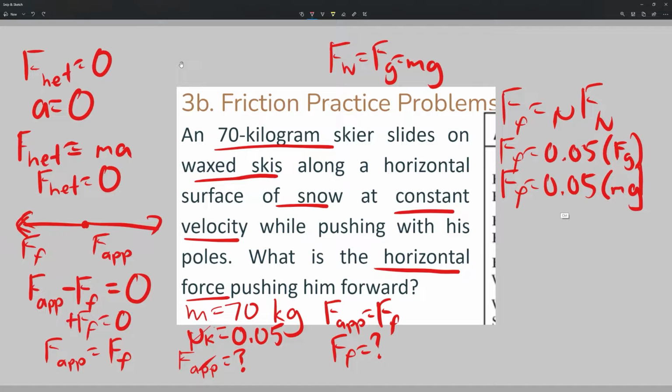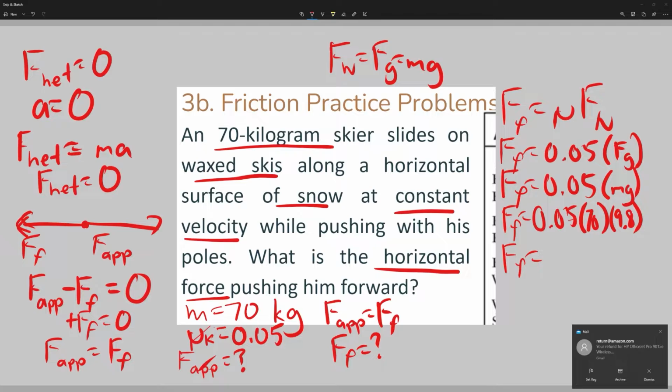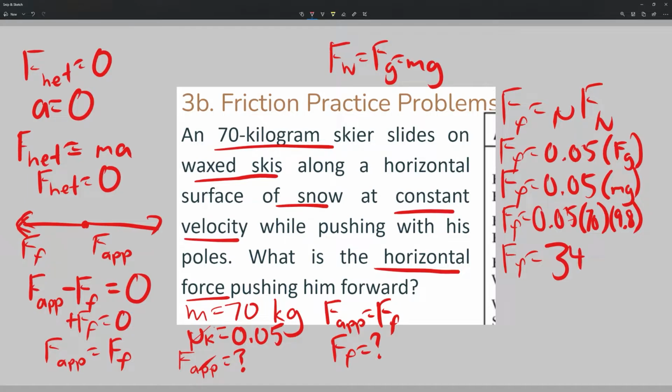I'm running out of space. Equal to mass times gravity. Alright, and so your force due to friction is 0.05 times mass, which is 70, times g, which is 9.8. That's your acceleration due to gravity. And so you plug this into a calculator and you get 34.3 newtons. Alright, and that is your answer.